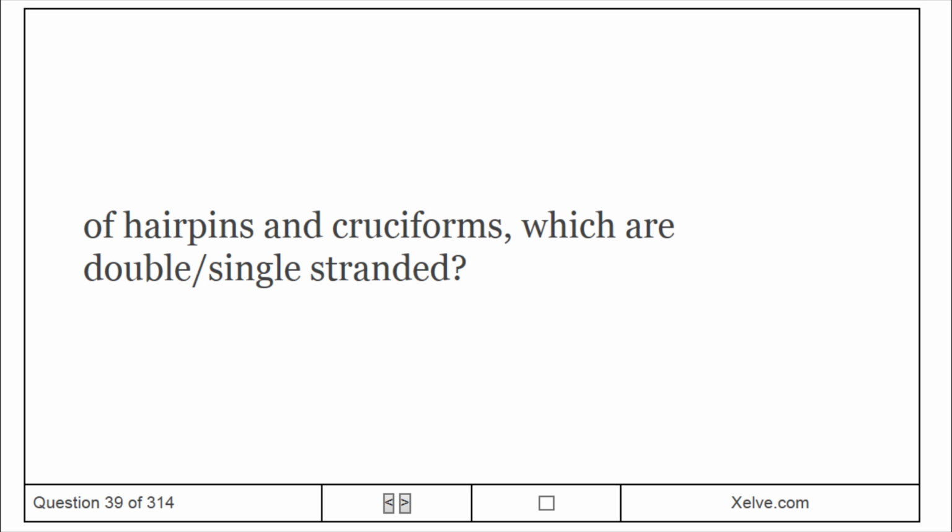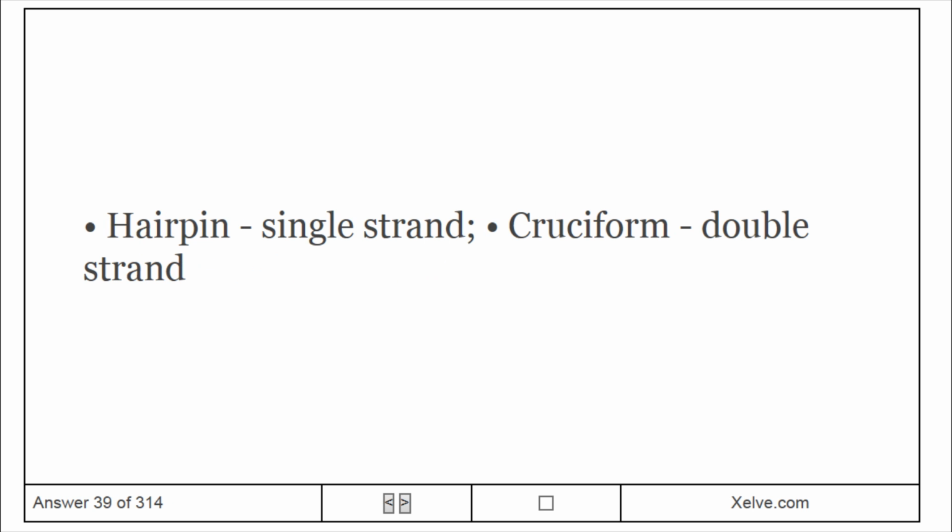Of hairpins and cruciforms, which are double, single-stranded? Hairpin, single strand. Cruciform, double strand.